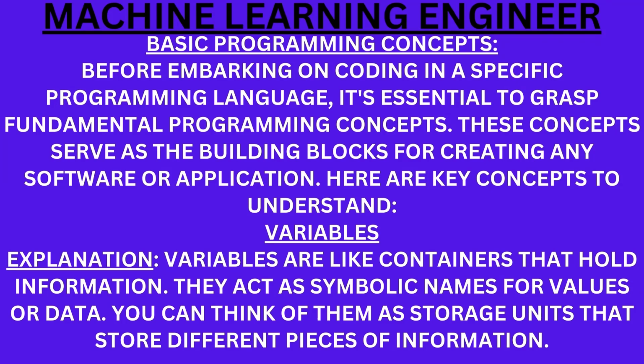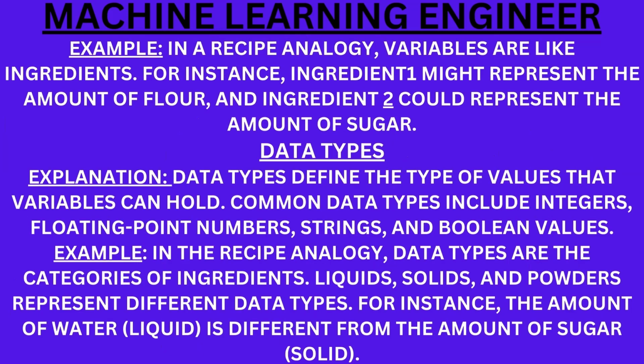Variables. Explanation: variables are like containers that hold information. They act as symbolic names for values or data. You can think of them as storage units that store different pieces of information. Example: in a recipe analogy, variables are like ingredients. For instance, ingredient 1 might represent the amount of flour and ingredient 2 could represent the amount of sugar.